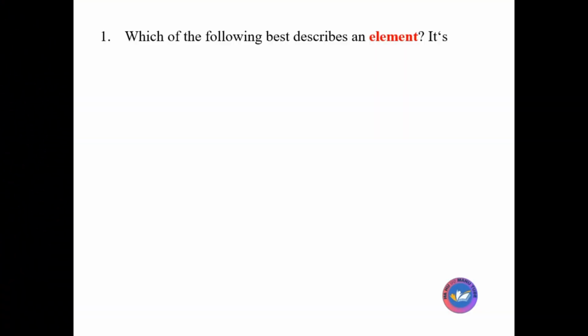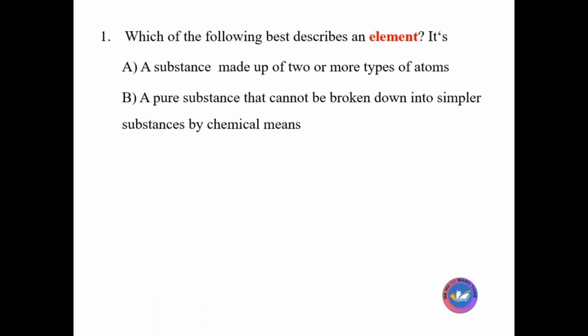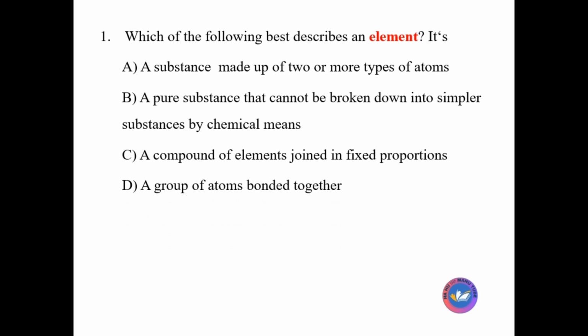Choose the correct answer of the given alternatives. Question number 1. Which of the following best describes an element? A. A substance made up of two or more types of atoms. B. A pure substance that cannot be broken down into simpler substances by chemical means. C. A compound of elements joined in fixed proportions. D. A group of atoms bonded together.